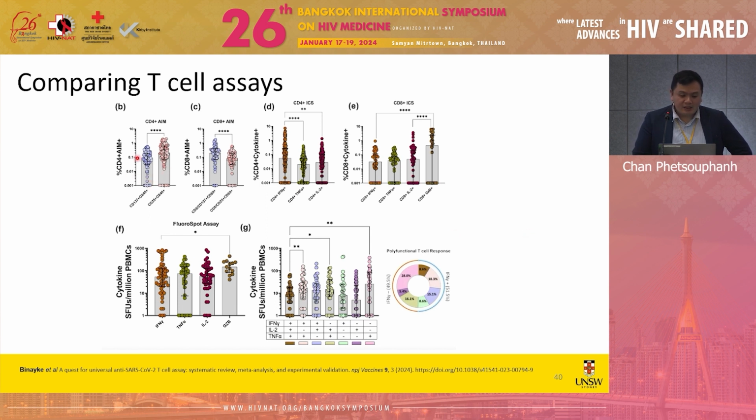And this is a really nice study because it showed with CD4 AIM, the CD25 OX40 gives you a higher magnitude of response or frequency compared to CD137 OX40. CD69 and 137 is higher than 25 and 69. Gamma for ICS is generally higher than the other cytokines. And the FluoroSpot was no real difference between the 3, with higher granzyme B. And you can see that there's polyfunctionality when you look at the cytokines in combination in ICS.